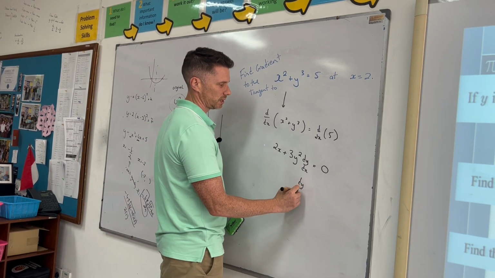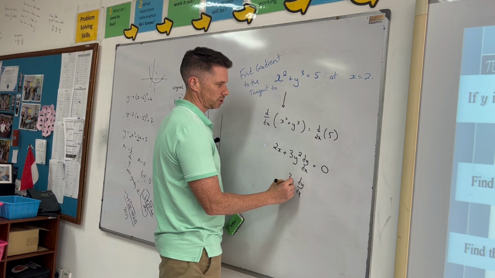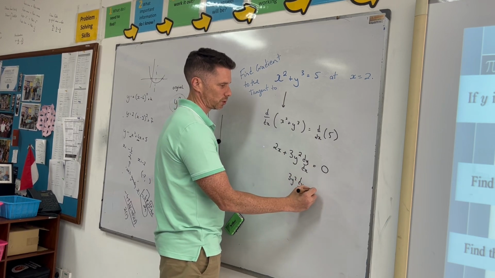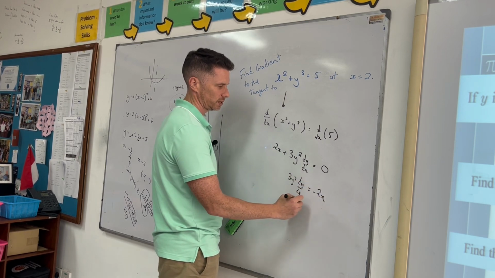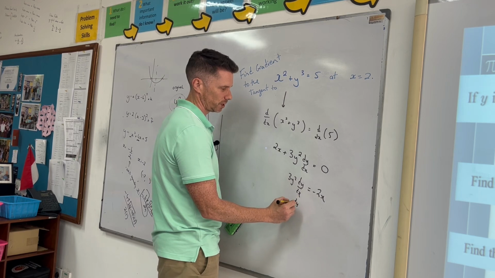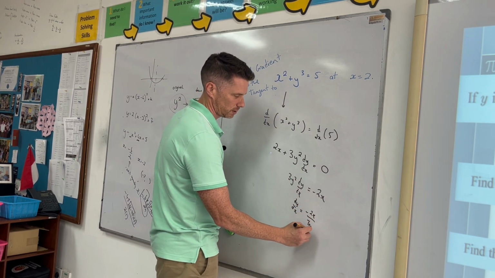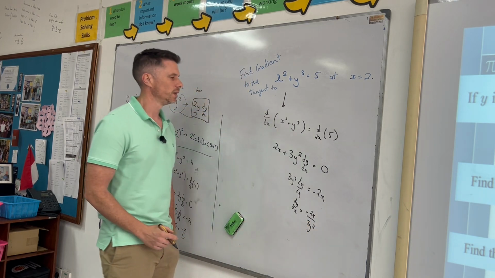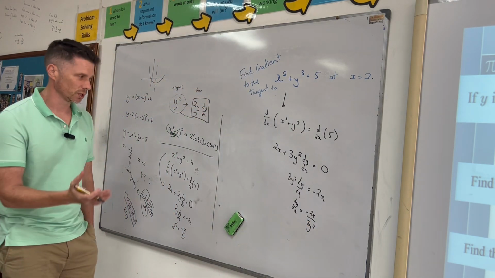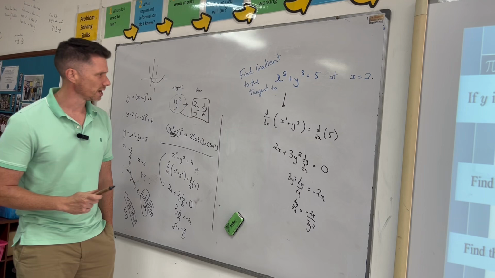So then what do we do to get the derivative? We must isolate the change in y over the change in x, so subtract the 2x over here and then divide down by this. Divide both sides by it, and we get this.